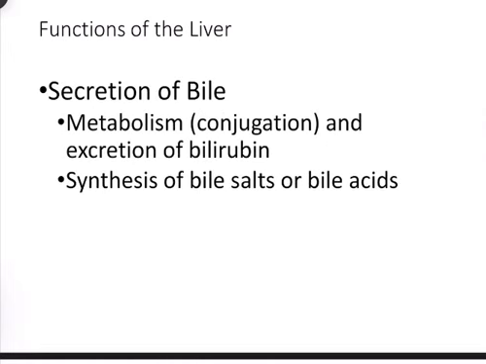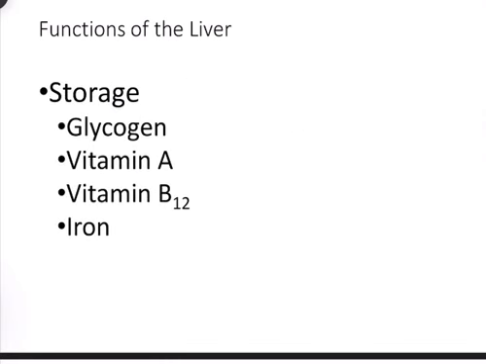Okay, secretion of bile. The liver plays a major role in conjugation and excretion of your bilirubin. Your bile is being secreted, then it's being conjugated also by your liver to produce bilirubin, which is mainly used by your body. Synthesis of bile salts or bile acid is also a function of your liver. Then storage, yan, vitamin A, glycogen, vitamin B12, and iron are being stored by your liver.